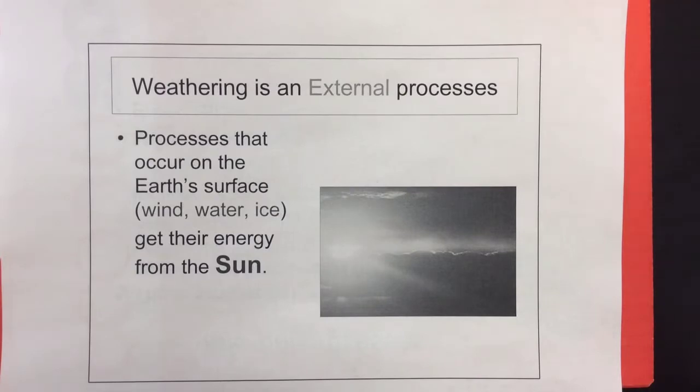Okay, weathering is an external process. Basically, this is going to mean that it happens on the surface. It occurs on Earth's surface. The many different factors can include wind, water, ice, and they all get their energy from the sun.